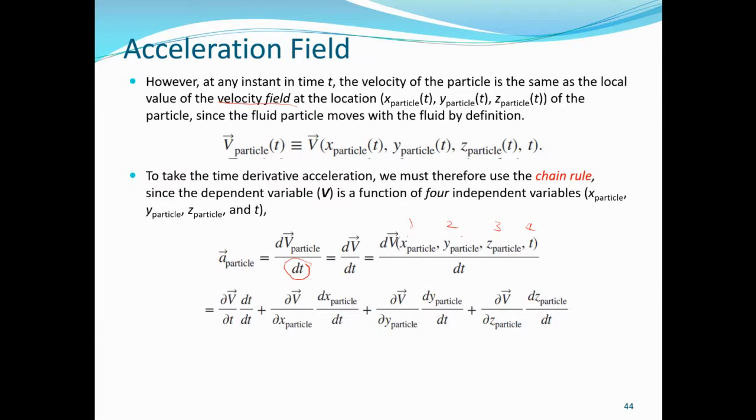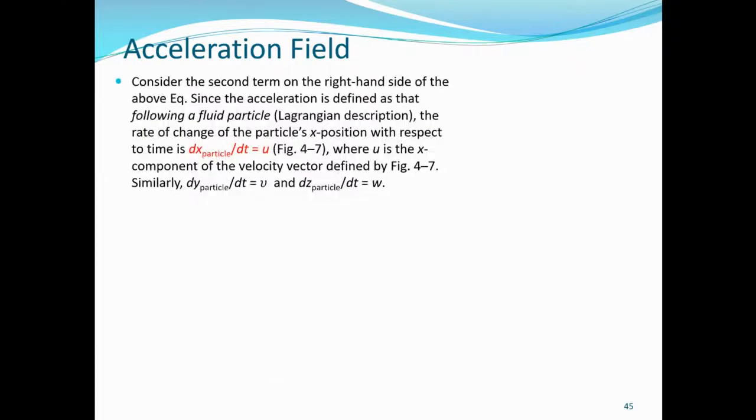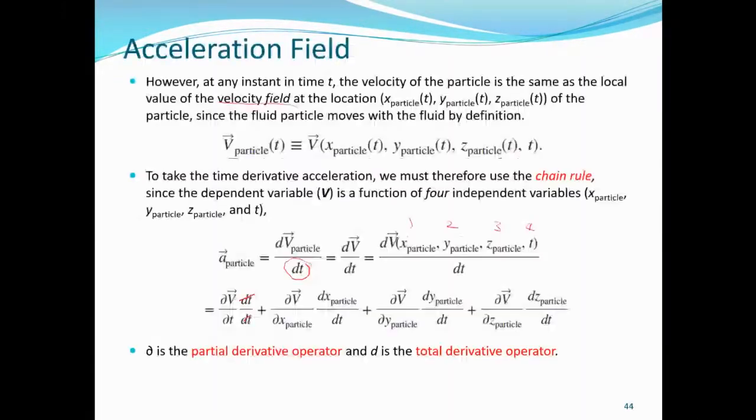The first time, del v by del t is the partial derivative, and the second one is the total derivative. Definitely dt and dt will cancel out, okay? So del here is the partial derivative operator, and d is the total derivative operator, okay? Now, if you look at it here, del v by del t is the change in velocity with time when space is constant. Okay, here space is constant.